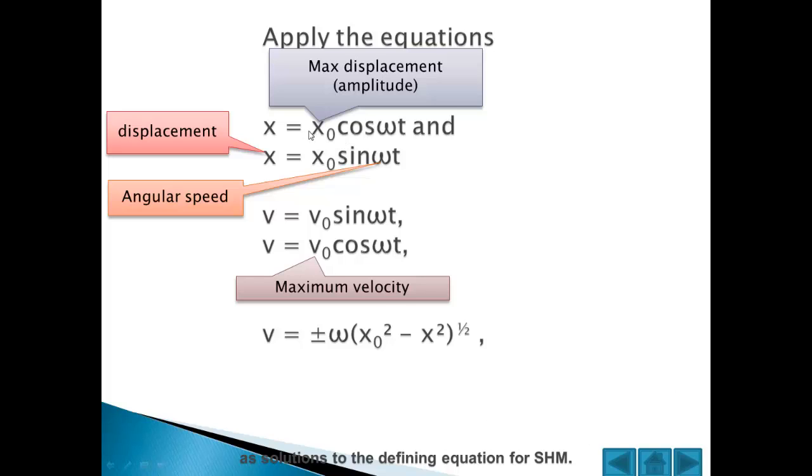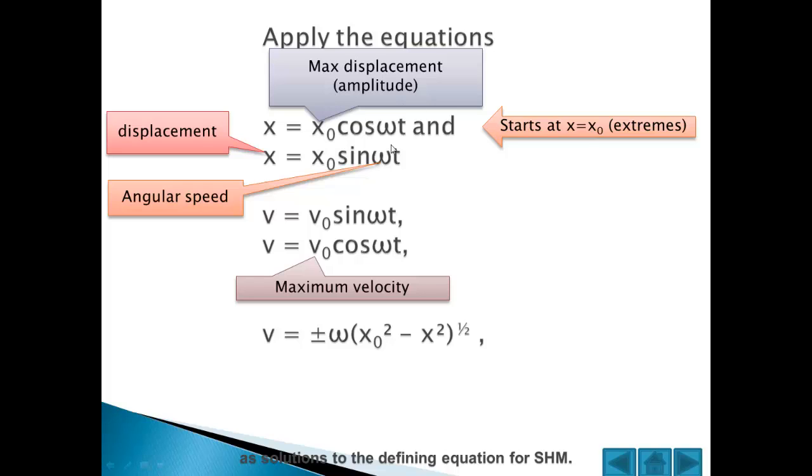Now, there are two equations here, both representing x. Why is one cosine omega t and one sine omega t? It really depends on where you start the timing. If you start the timing at x equal to x naught, we use cosine omega t.